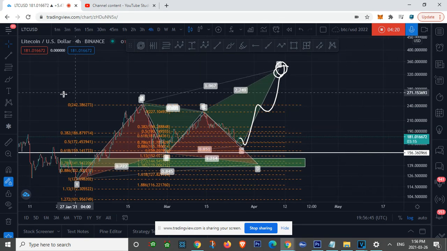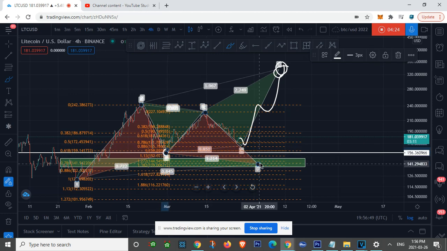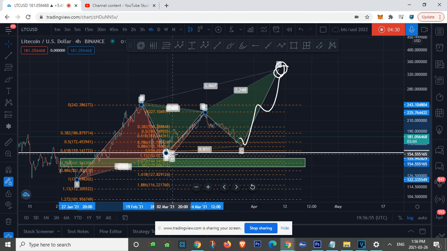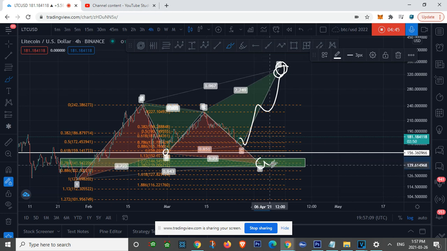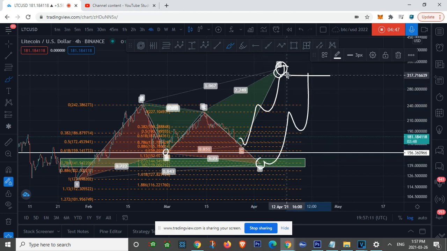So right here, this would be our bearish scenario. This is not confirmed. I want to make it clear. This pattern is not confirmed until we break the D point. Therefore, if we break below 157, then we go for this 786 retracement at around 140 to around 130. And then up we go for our target at around $300.